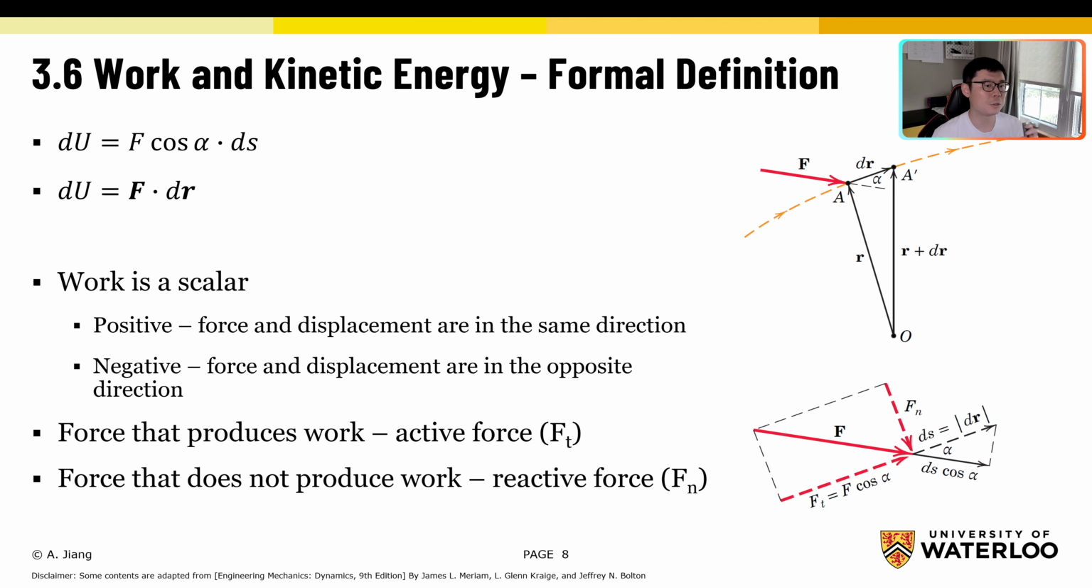Then we have two special names for those forces that do work and those that do not. Forces that produce work, we call them active forces. In this case, the Ft in the example is the active force. And for the forces that do not do work or produce work, we call them reactive forces. In that case, Fn and mg in the previous example, they do not do work. They are perpendicular to the traveling path.